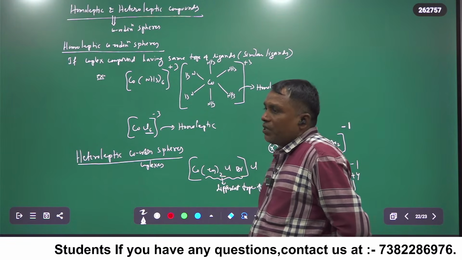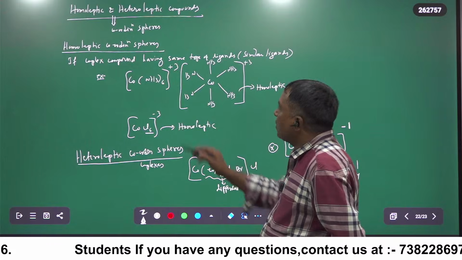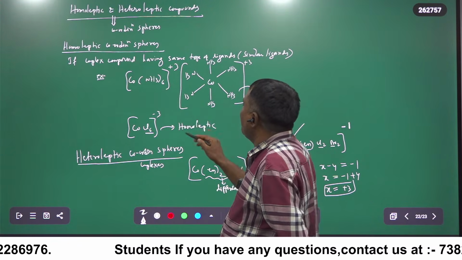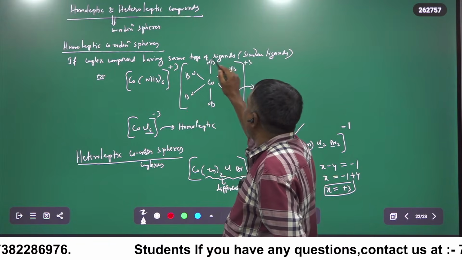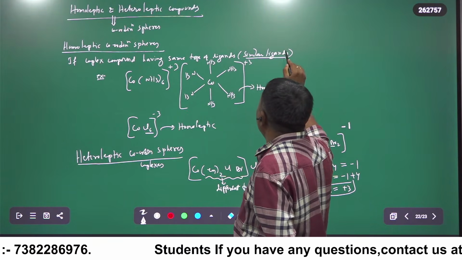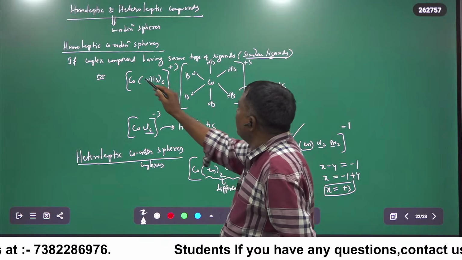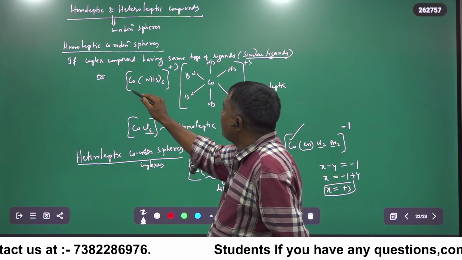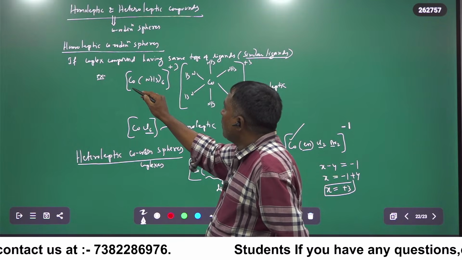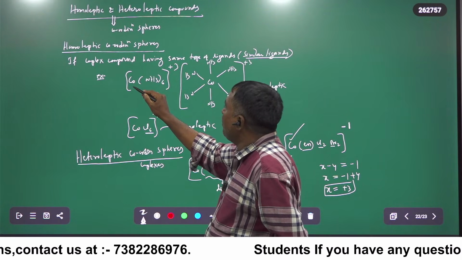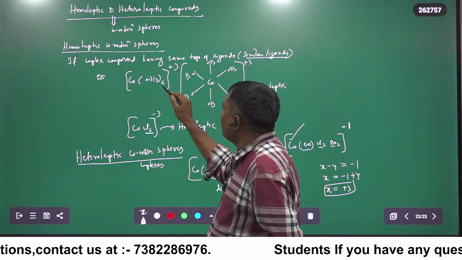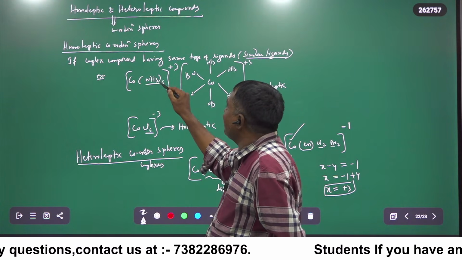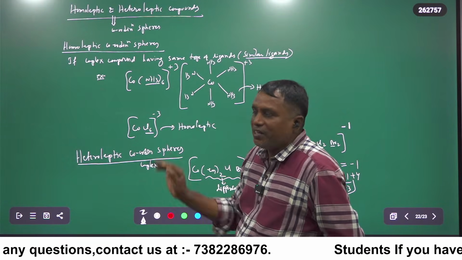So homoleptic coordination compounds. Homoleptic means complex compound having same type of ligands or similar ligands present in the coordination sphere. So this is the square bracket. So homoleptic means this is the coordination sphere. In this coordination sphere, all 6 NH3 ligands are similar.